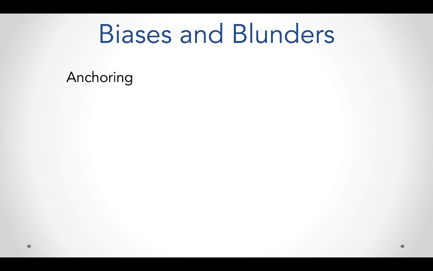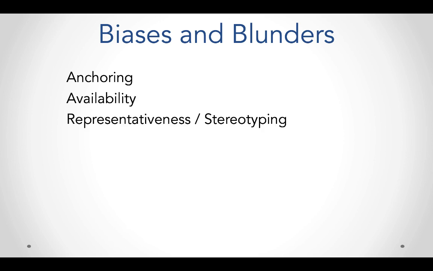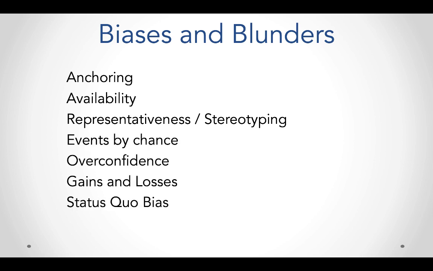And some biases that we talked about were anchoring, availability, representativeness, events by chance, overconfidence, gains and losses, which you also call loss aversion, status quo bias, and framing. These are super, super strong biases that could help you design choices and environments where you can nudge people to be better off, right? So you can use all these biases, all these tools that you have at your disposal, to design choices and environments that influence people to do the right thing. Now, I want to mention one thing here.